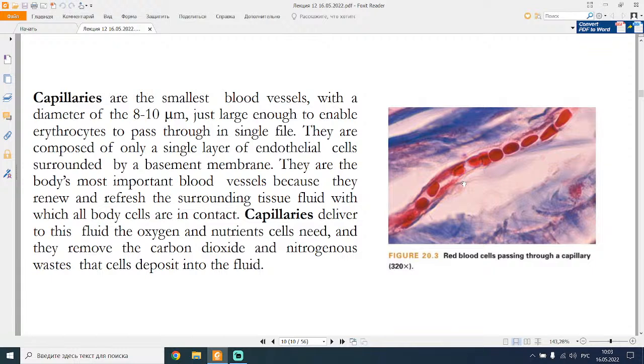They are the body's most important blood vessels because they renew and refresh the surrounding tissue fluid with which all body cells are in contact. Capillaries deliver to this fluid the oxygen and nutrients cells need, and they remove the carbon dioxide and nitrogenous wastes that cells deposit into the fluid. These are capillaries.